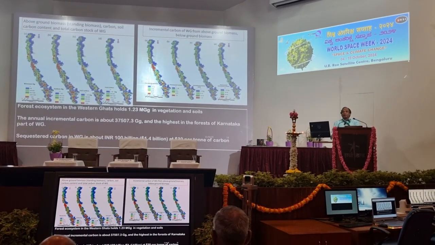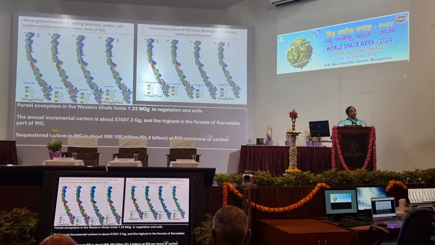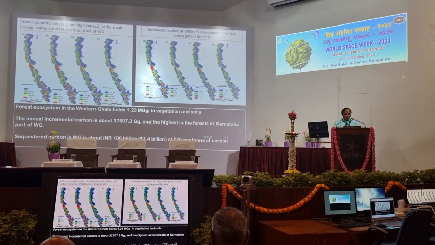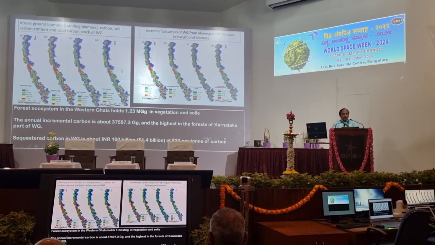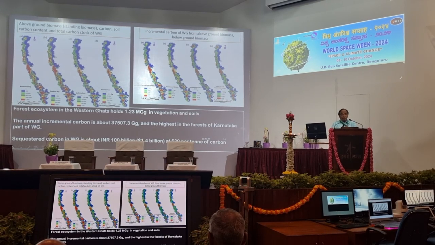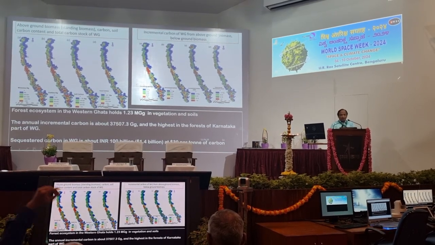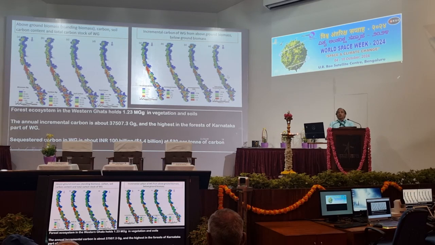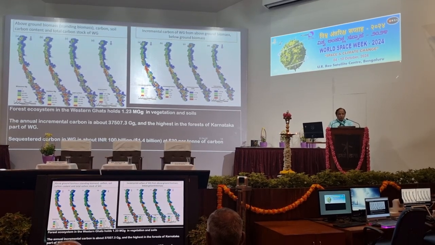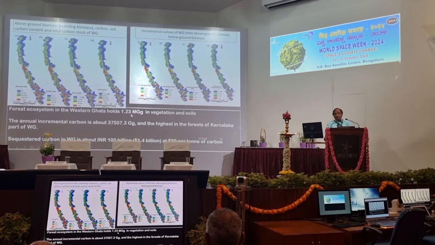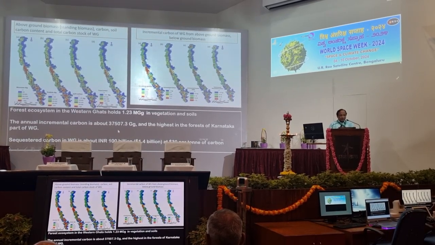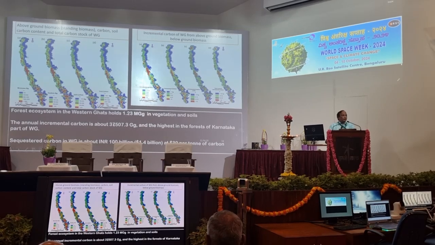Now, how much carbon the plants have stored, we could quantify. That's what we have done through the measurement of above ground biomass and below ground biomass and in the soil. And this gives the total carbon. And we also analyze how much carbon gets stored every year. When you look at this, it has stored about 1.23 million gigagram, and every year it stores about 37,000 gigagram.